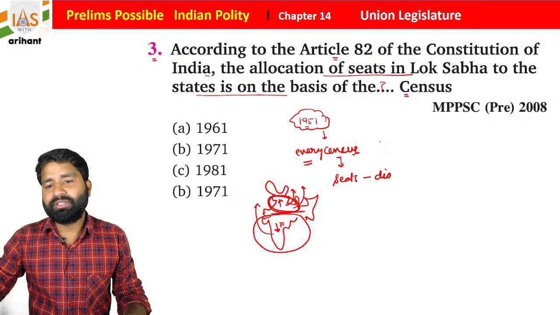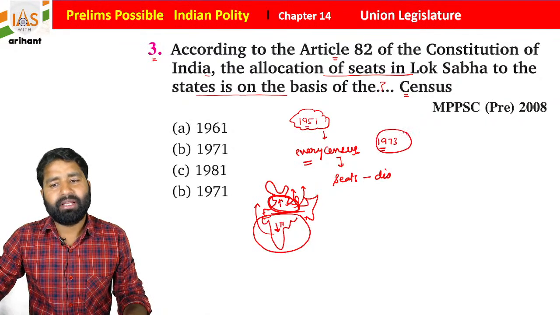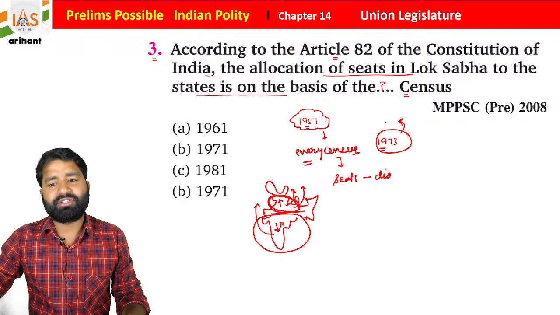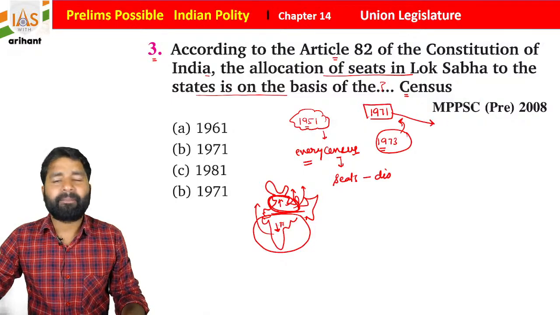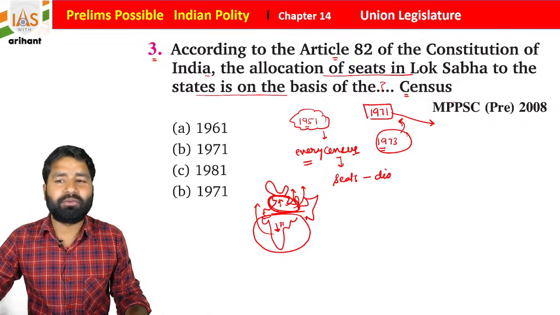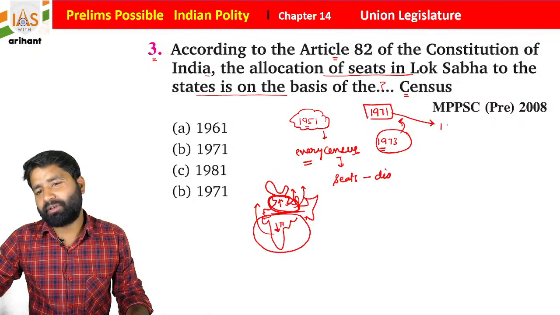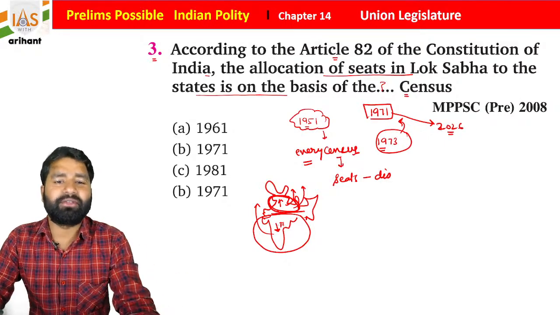So students, in 1973 there was a case, and here it is mentioned that the census of 1971 will be the data used for the allocation of seats of Lok Sabha. And another important point, students, it will last up to 2026, then the Delimitation Commission will create it and they are going to divide once again.